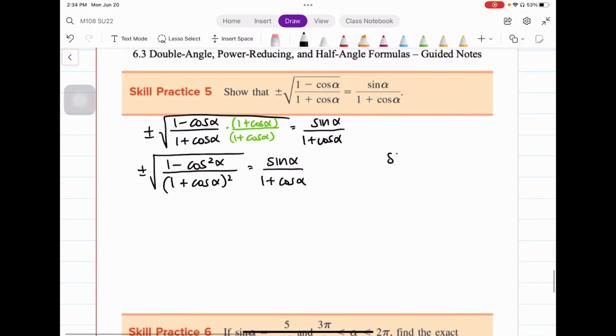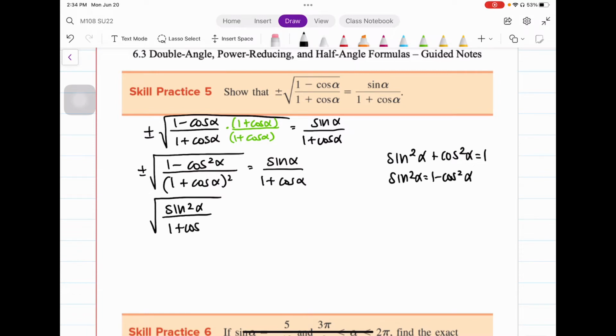Well, I know the Pythagorean identity that says the sine squared of alpha plus the cosine squared of alpha equals 1. Then sine squared of alpha equals 1 minus cosine squared of alpha, which is the numerator. So I can replace the numerator with sine squared of alpha, and I have 1 plus the cosine of alpha, squared in the denominator, which actually looks like what we want.